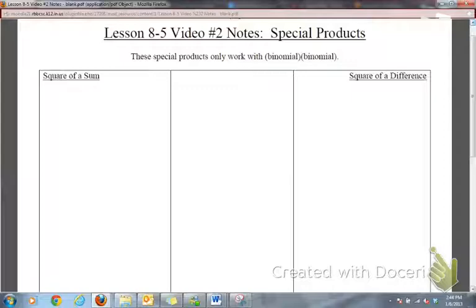It's really important to note what I wrote here up at the top, that these special products only work when you're taking a binomial times another binomial. So this is where we might use the FOIL method, but if we recognize the special products and we recognize what kind they are, then we don't even have to use the FOIL method and we can just use these shortcuts.